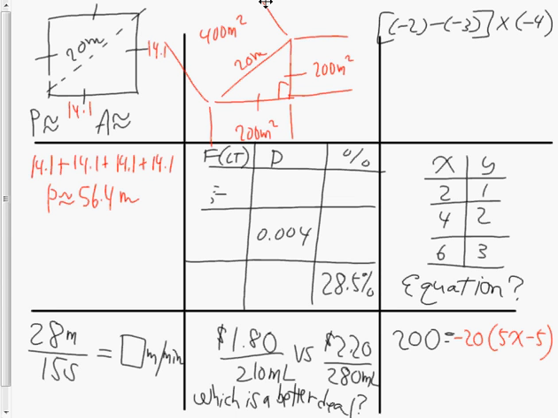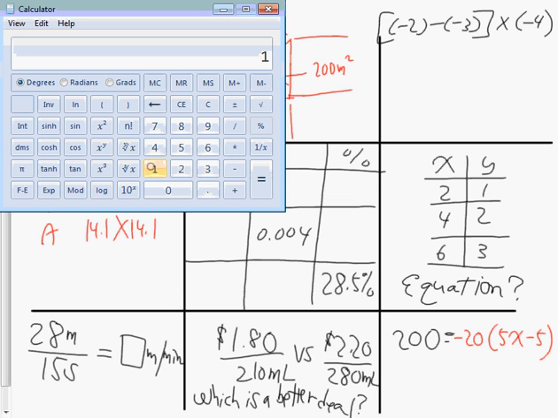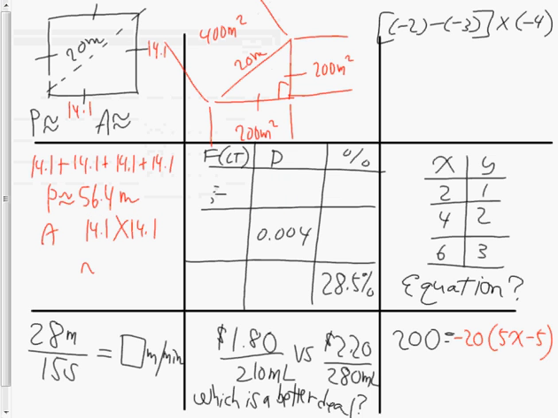The area will be 14.1 squared, or 14.1 times 14.1. If I take my calculator, 14.1 times 14.1 will equal approximately 198 point something meters squared. That's the area.